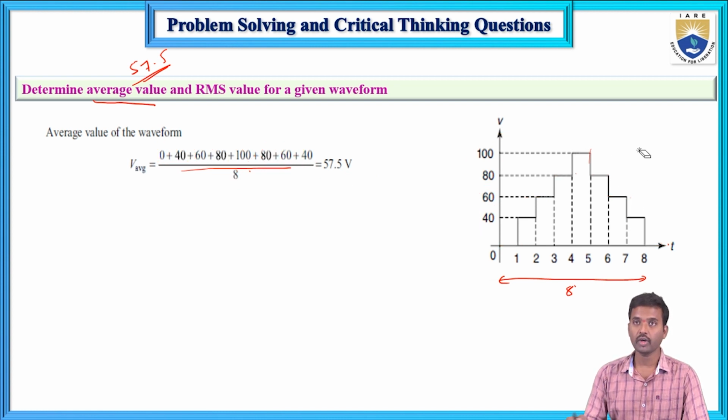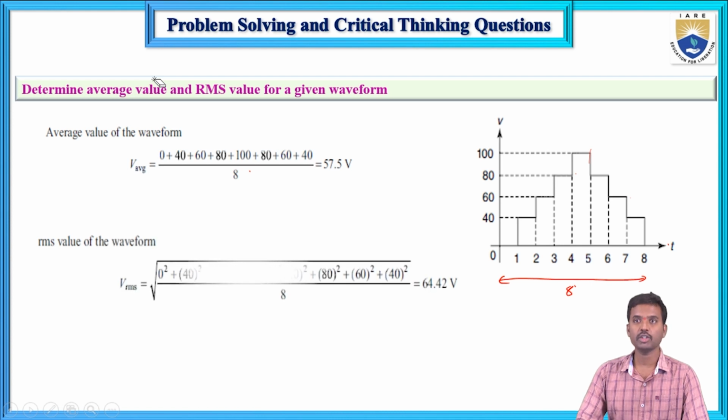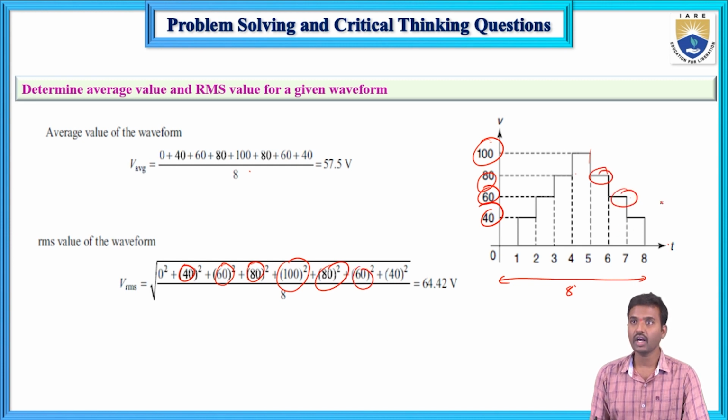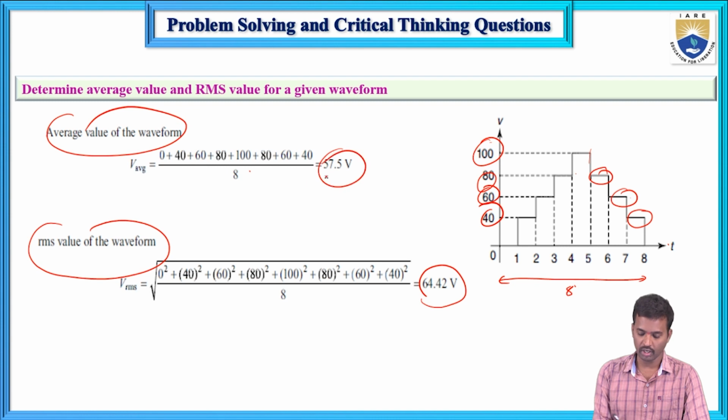Now, what about the RMS value? RMS value means root mean square value. The formula is: under the root, 0 square plus 40 square, next 60 square, next 80 square, 100 square, next 80 and 80, next 60 and 60, next 40 and 40. The summation of all the squares divided by the total time period equals 64.42 volts. So this is the average value and this one is the RMS value.